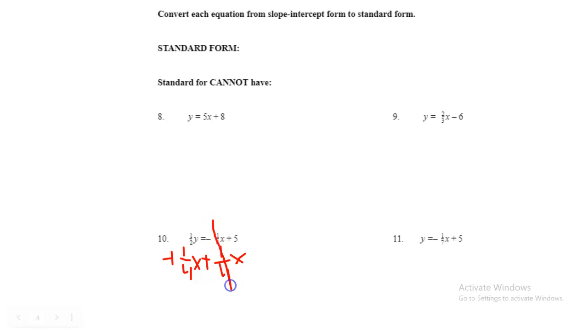Okay, so when that happens, those cancel out. So I'm going to write it over here. So I've got 1/4 x plus 1/2 y, and that's equal to 5. Okay, now I want to get rid of these fractions.